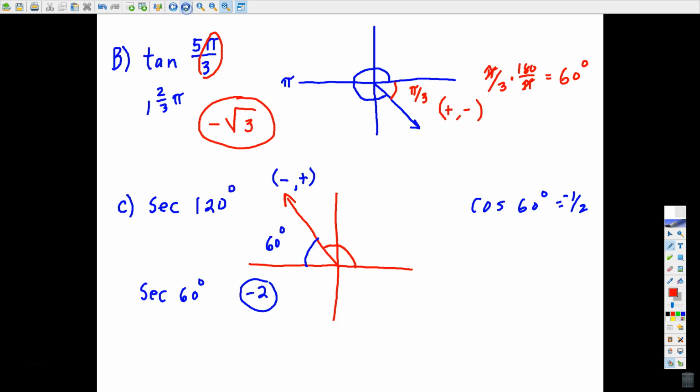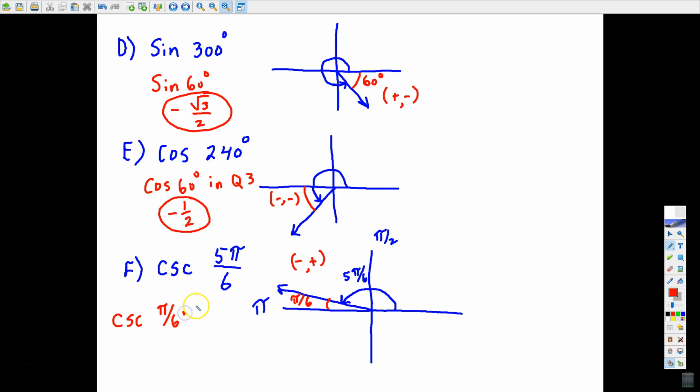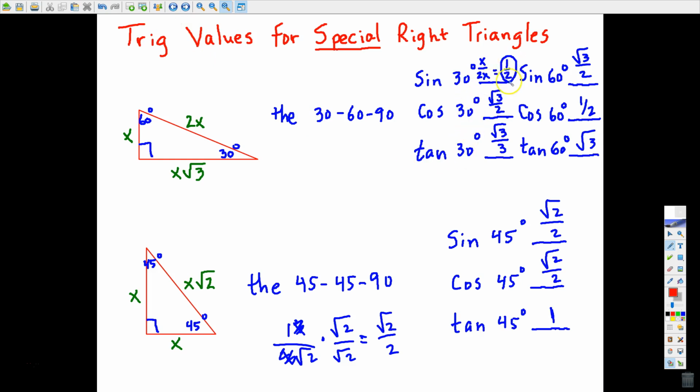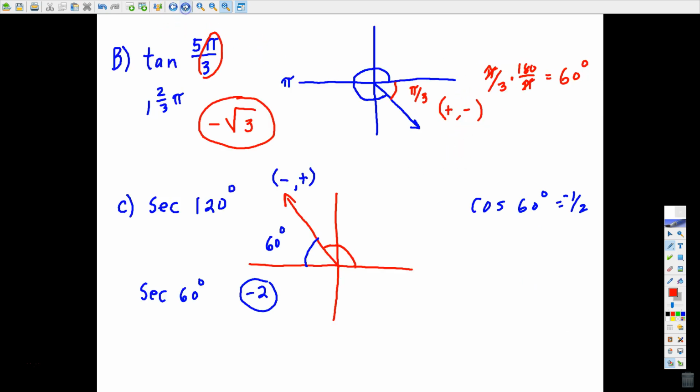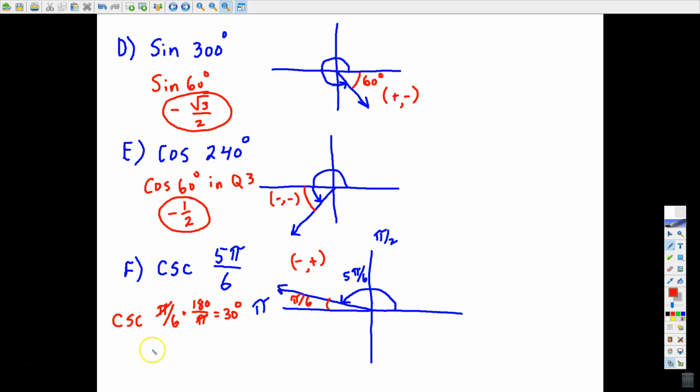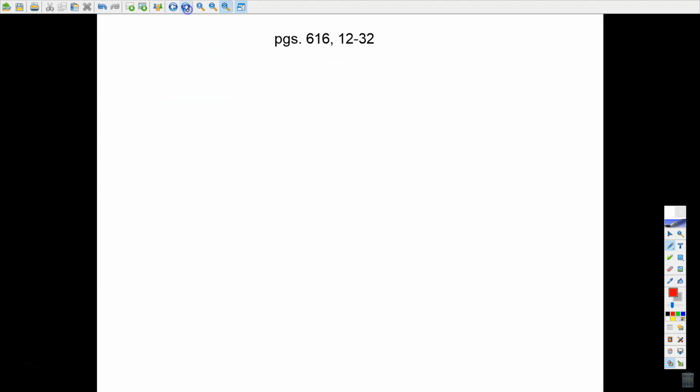Well, these are all in degrees. So let's do a quick little conversion. Just multiply by 180 over pi. The pi's will cancel. 180 divided by 6 is 30 degrees. So let's look up sine 30 degrees. Sine 30 degrees is 1/2. But since I want the reciprocal, I'm going to make that 2. Cosecant is the reciprocal of sine, and sine is positive in quadrant 2, so that means cosecant is also positive in quadrant 2.